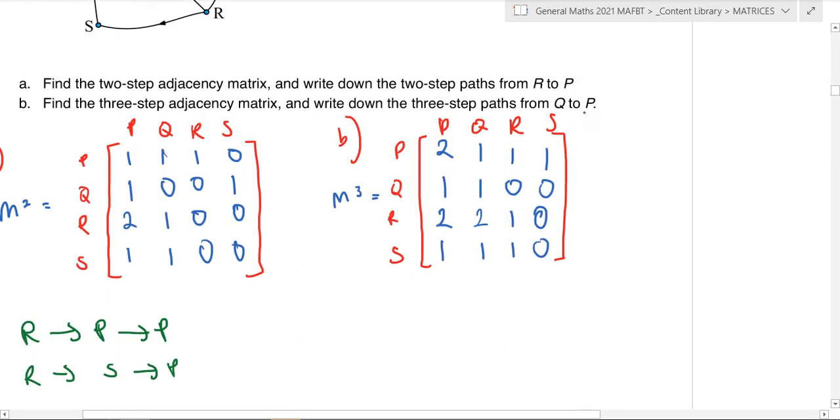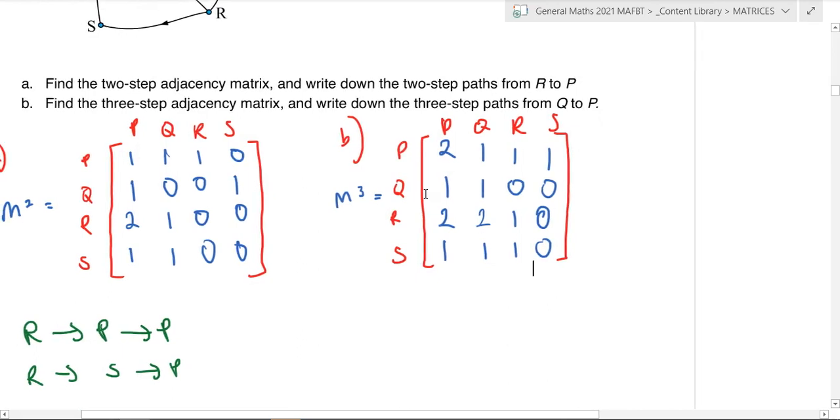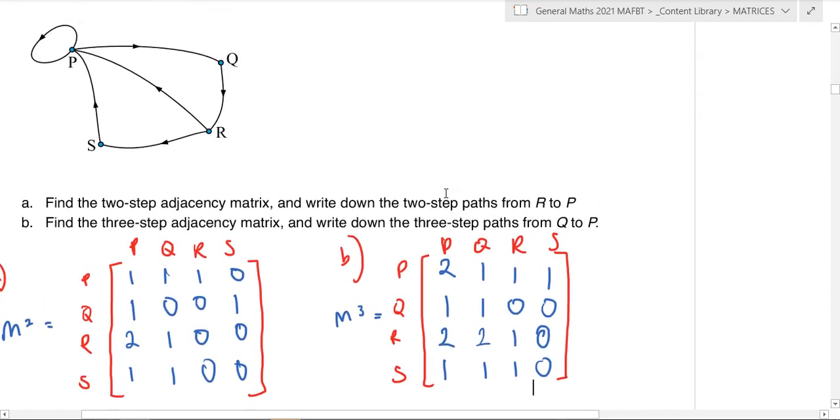paths from Q to P. So from Q to P, what's the 3-step path there? Well, let's look at it. There's one of them. What are they? So from Q, I'm going to end up at P. So you've got 1, 2, 3. That's the only one I see.